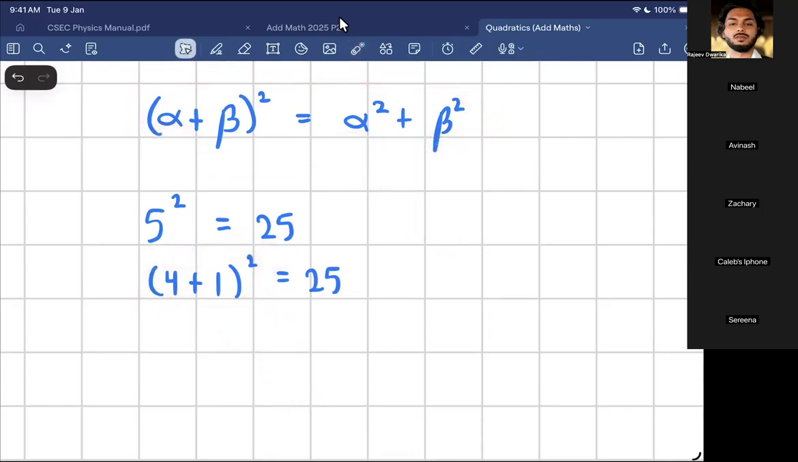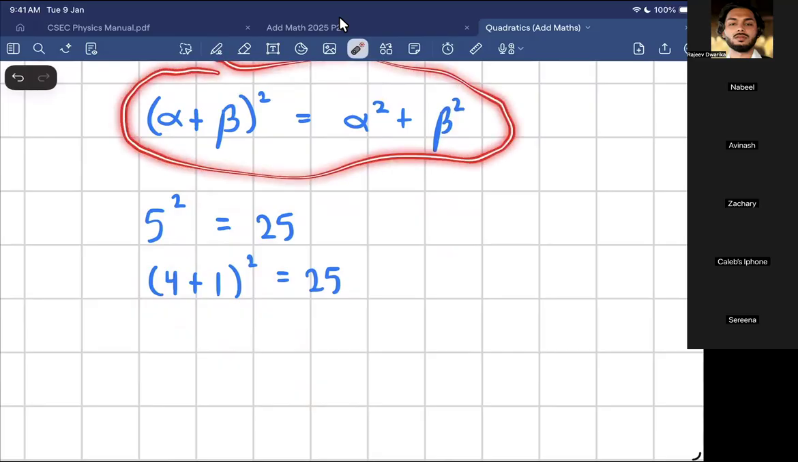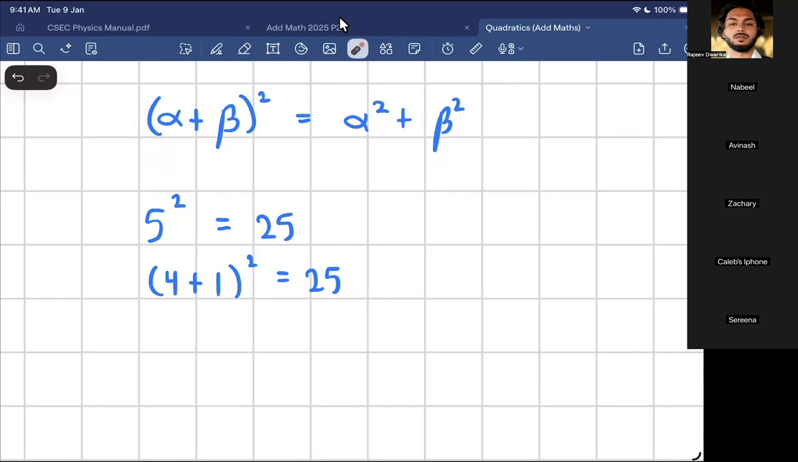Okay. So I'm trying to show you why this is wrong, using a numerical answer. You know it's wrong now, but I'm trying to show you why it's wrong. So the example I gave you was 5 squared. What's 5 squared? 25, right? Now, if I write 5 as 4 plus 1, then 4 plus 1 squared is still 25.